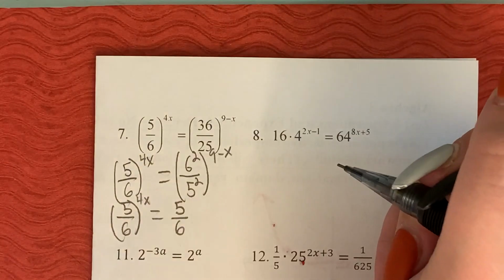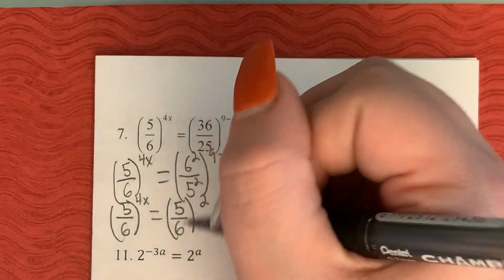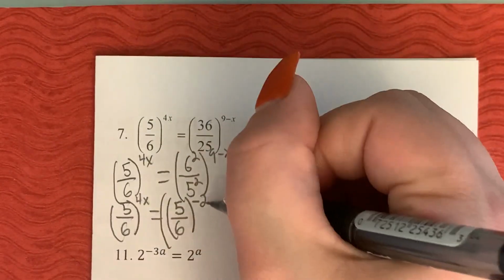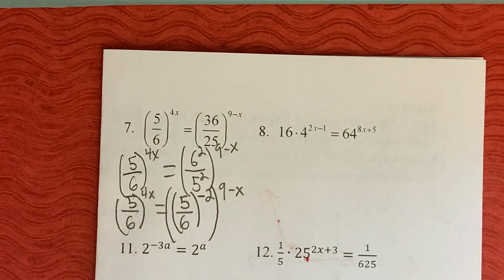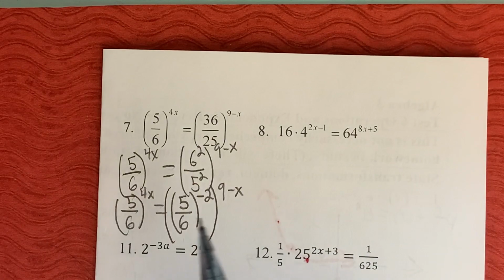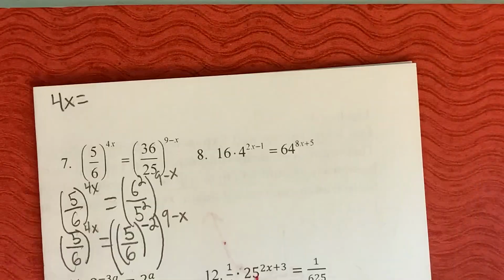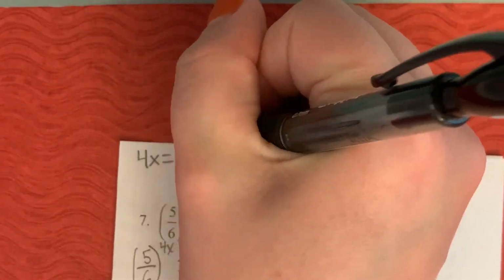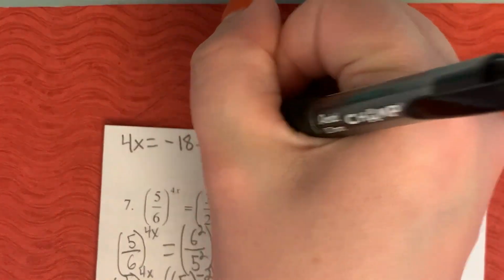So I can turn this into 5/6. Both of those are being squared, right? But because I flipped that fraction, I have to raise it to a -2. And then I'll raise that even further to the original exponent of 9 minus x. Now I have the same bases, so I can set their exponents equal, which I'm going to do up top for the sake of room. I'm going to set 4x equal to -2 times 9, which is -18, plus -2 times -x, which is plus 2x.